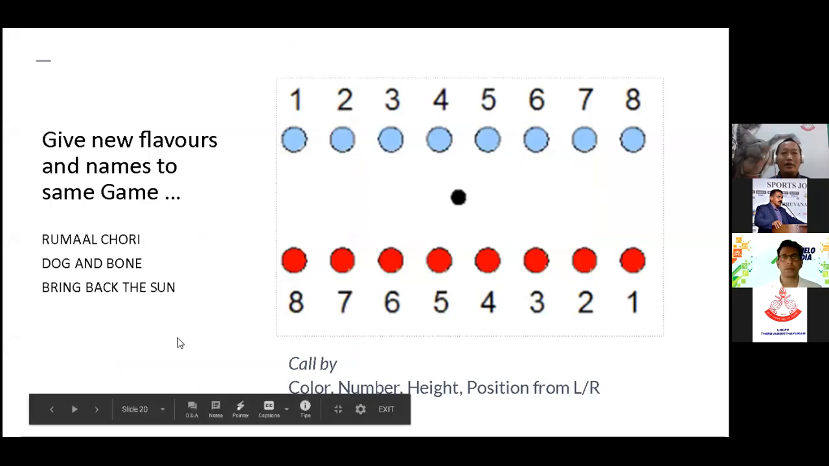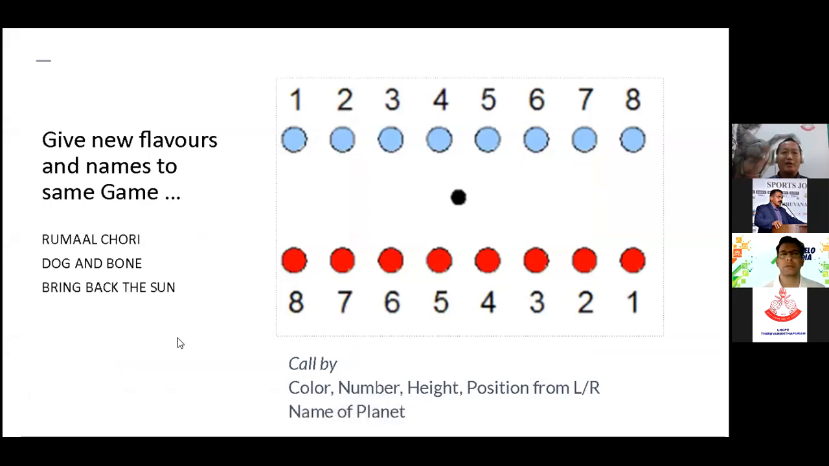And here another slide is shown. Everyone looks at this. During your course, in the profession, everyone played, right? Rumal Chori, Dogs and the Bones, or something we call Bring Back the Sun. The idea of showing this slide is you can keep on naming your games. Try to put some beautiful names into it, and that is a sign of creativity.